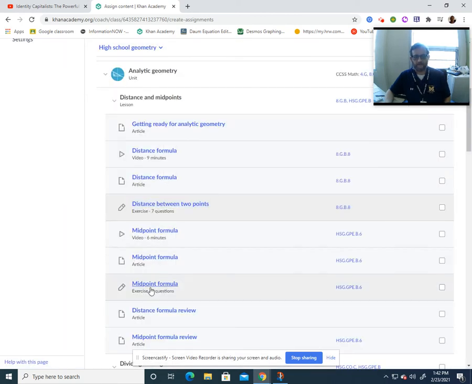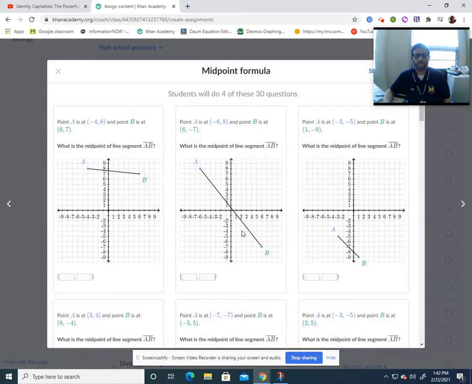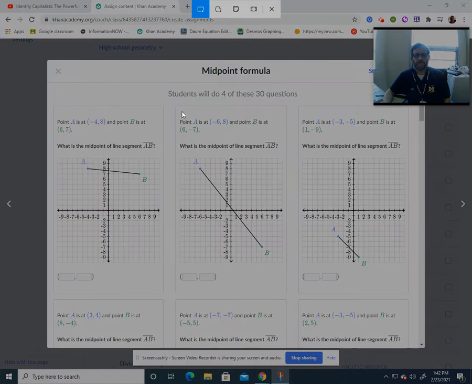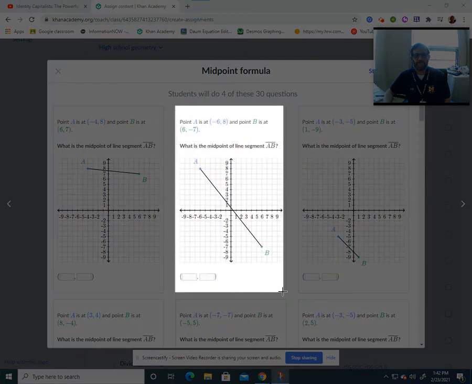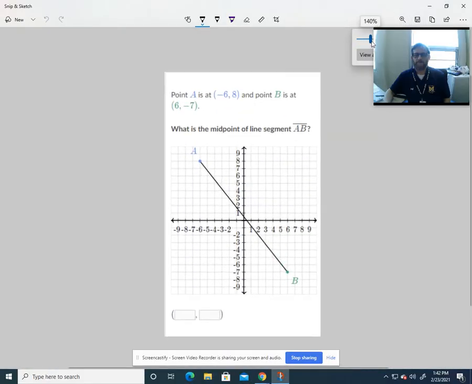So then the next idea covered is the midpoint formula. And again, we'll just randomly pick a question here as soon as it opens up. Okay, so again, we'll just randomly take one of the questions right here. And again, we'll make it a little bigger so we can read it. It tells us the point is negative 6, 8, tells us the point is 6, negative 7, wants to know where the midpoint is.